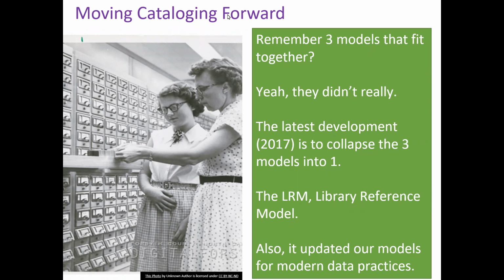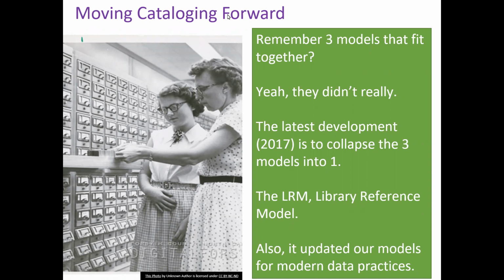They were developed by 3 different committees, developed at different time periods, and they were meant to fit together, but they didn't really. They also were before really the rise of social media and mobile and all this other kind of stuff. So in 2017, we decided to collapse all the 3 models into one. And this is called the Library Reference Model, or the LRM. So for those of you who've learned the Ferber stuff, most of it stays the same. It's just squished into one model. There's some changes in terminology, but it'll be easy for you to get up to speed.